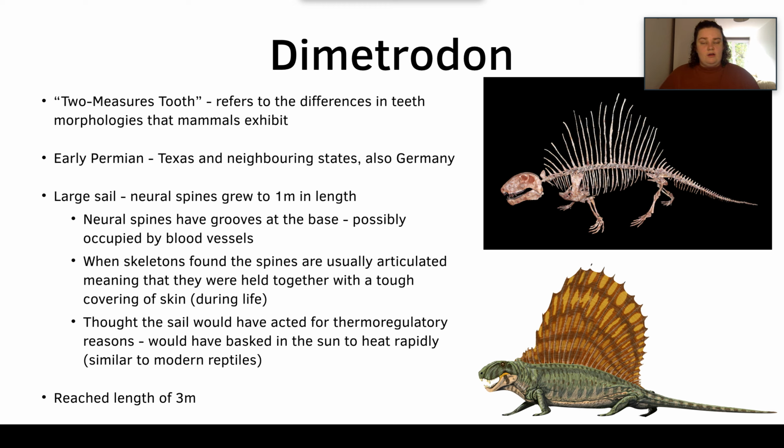vertebrae quite well fossilised. And it's thought that the sail acted for thermoregulatory reasons, and like modern day lizards, they would have basked in the sun to heat up, and then would have turned away from the sun to cool down. And Dimetrodon could reach a length of 3 metres, which is really big for that time during the Permian.